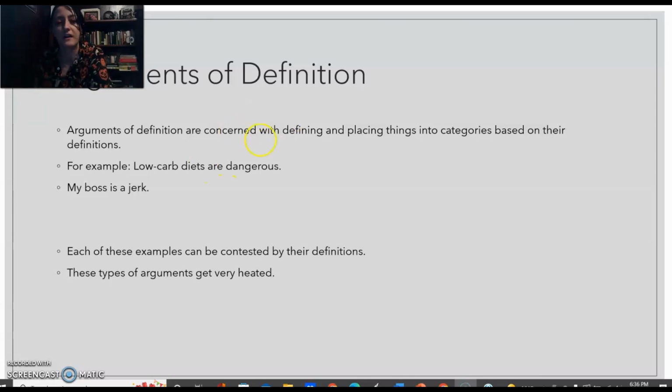And one other word in there that would need defining is low-carb, right? Because are we talking about 2 carbs, 10 carbs? There's no consensus on what a low-carb diet is, so that would be an argument of definition, where people would try to place those within particular categories and then argue them based on their definitions. Another one is, my boss is a jerk. Again, which word in there is the word that's going to be argued about?